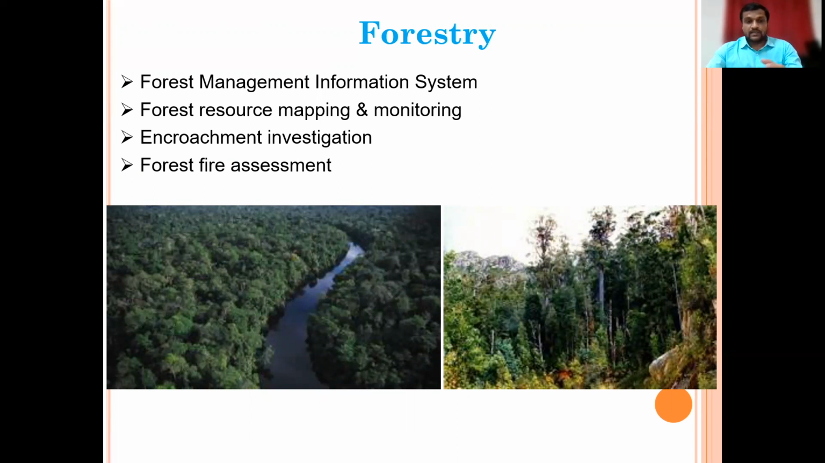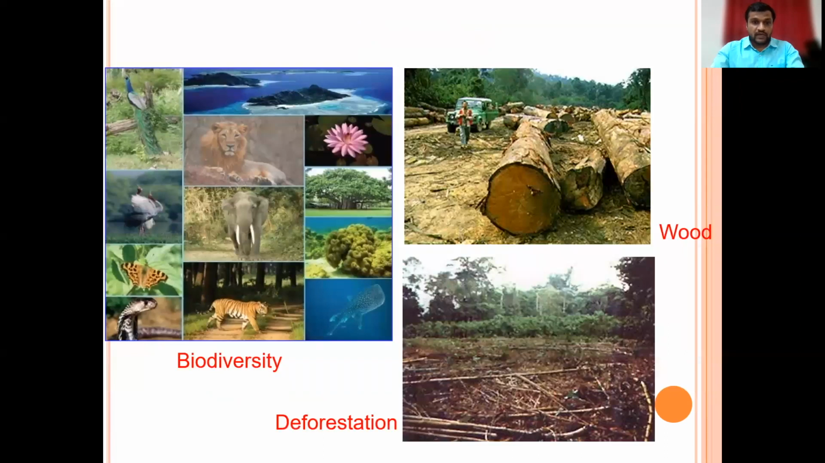We can also assess forest fire. In case of forest fire, we can easily map the area affected, and that can be used for mitigation and planning strategies. There are also wider applications in biodiversity. In biodiversity conservation, habitat analysis can be done for different species and animals using GIS and remote sensing. Deforestation studies can also be done. We can detect, monitor, and map the areas affected by deforestation. We can easily see the changes using multi-temporal remote sensing images and the GIS approach.